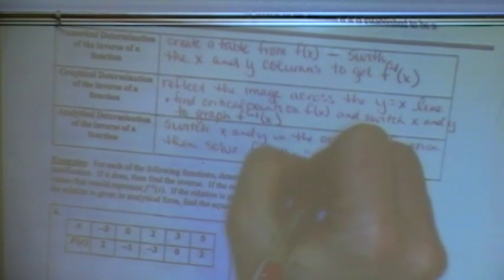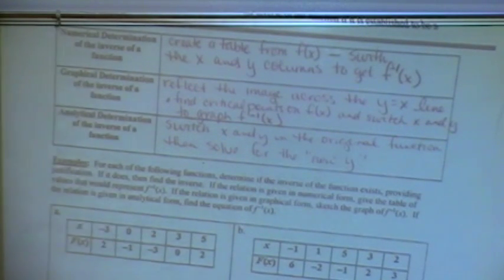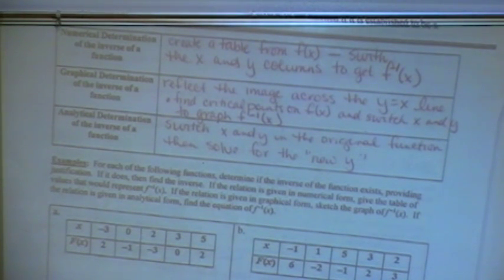And then you solve for the new y. Okay, so for now, we are talking just about one-to-one functions. So if it is not a one-to-one function, you can't find the inverse, not right now, because we're just talking about one-to-one functions.